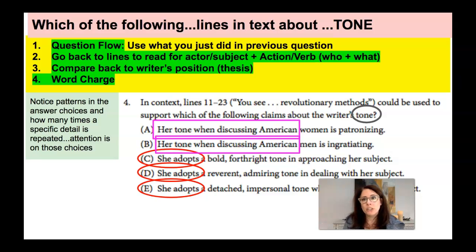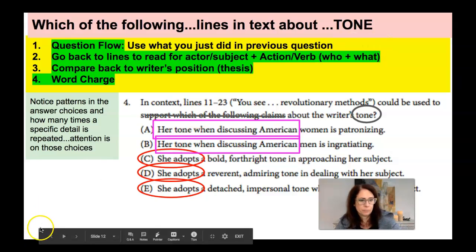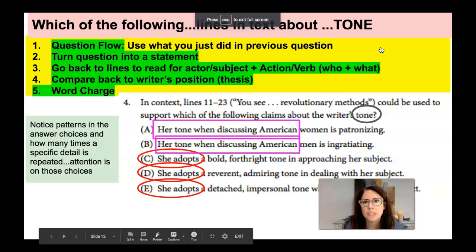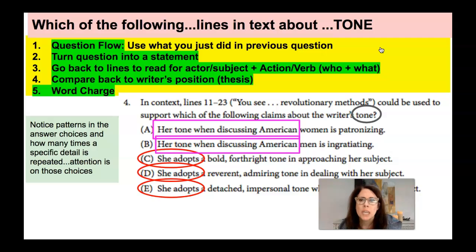So these particular lines could be used to support which of the following claims about a writer's tone? I get confused by that question, so I'm going to turn it into a statement. When I turn this question into a statement, it forces me to understand what it's asking me in a way that is more direct.